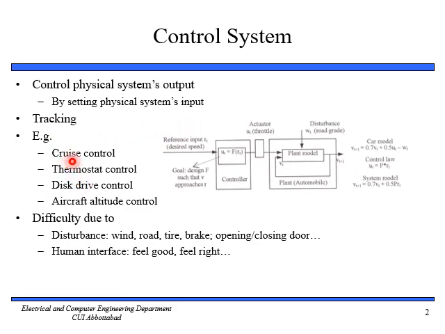For example, we can do cruise control tracking, thermostat control tracking, disk drive control tracking, and aircraft altitude control. So all these are tracking. In cruise control we set a reference speed, in thermostat control we set a reference temperature, so we want our actual temperature to reach the reference temperature. This is called tracking. Similarly for the case of disk drive control and aircraft altitude control.